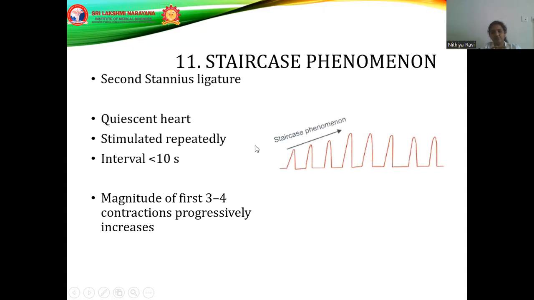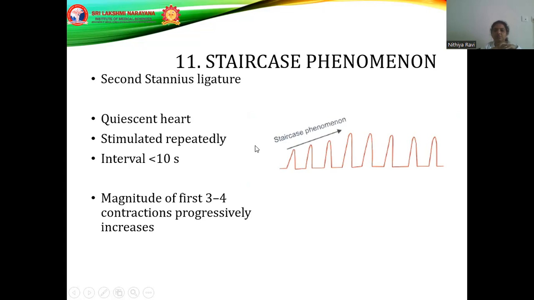Now moving on to the 11th property, that is the staircase phenomenon. This is studied with the help of the Stannius ligature, that is the ligature which is present in between the atrium and the ventricle. So obviously it is studied in a quiescent heart. What we try to do here is give repeated stimuli at very short intervals, that is, at intervals less than 10 seconds, you continuously keep giving the stimulus.